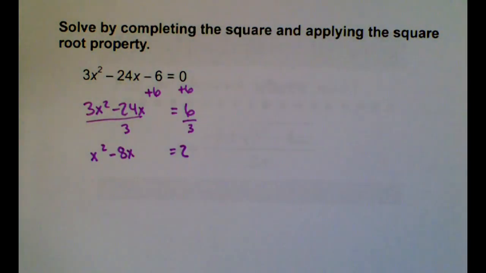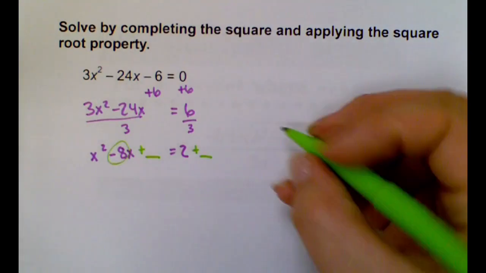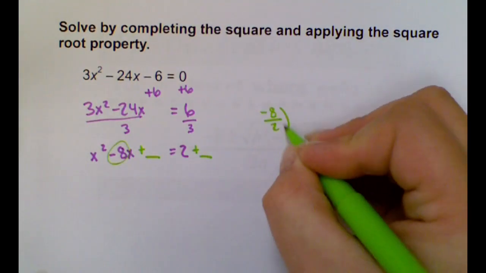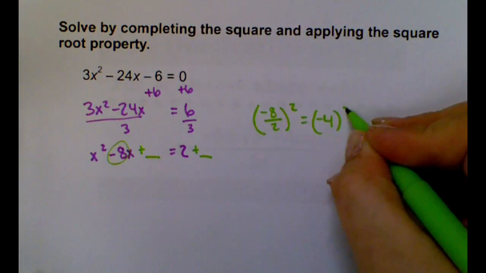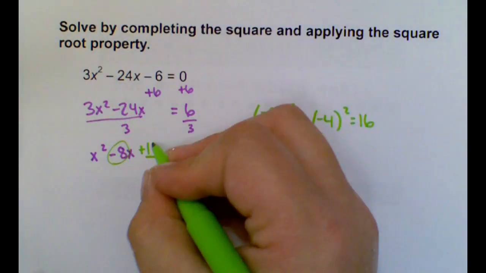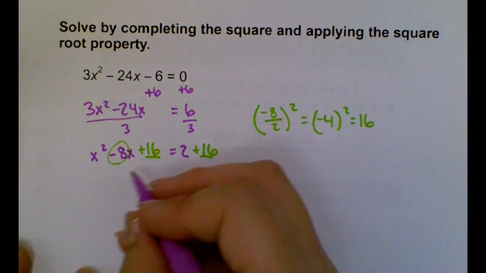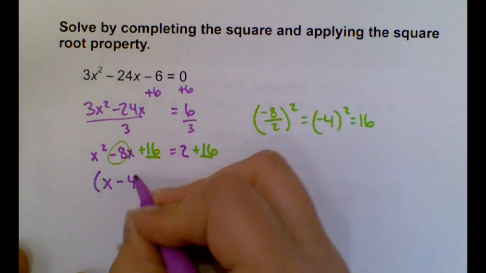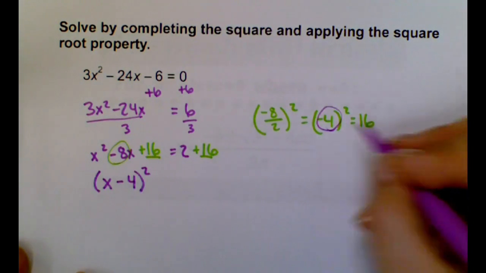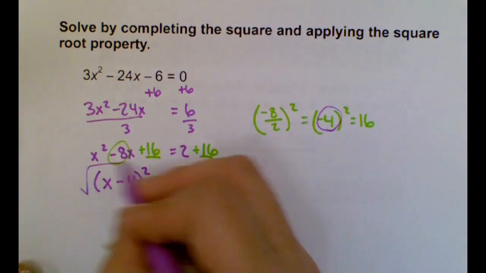Now we pick our number to add to both sides. To find that number, we take b divided by 2 squared. b is now negative 8. Divide that by 2 and square it. I get negative 4 squared. We're going to add 16 to both sides. Now x squared minus 8x plus 16 factors into x minus 4 squared. Remember, it'll always match right there. And that'll equal 18.